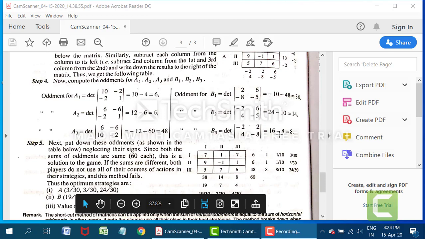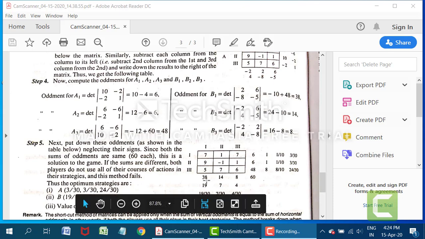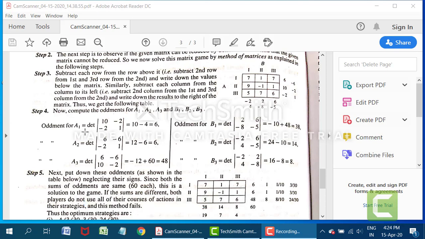They will be transposed. So if you would like to write for this, what is to be done? You need to consider this one: 10, minus 2, minus 2, 1. Call it A1. Similarly, if you would like to write the value for this, you need to consider this row: 6, minus 6, minus 2, 1. The determinant is nothing but this one, 6 into 1, minus this value into this value.